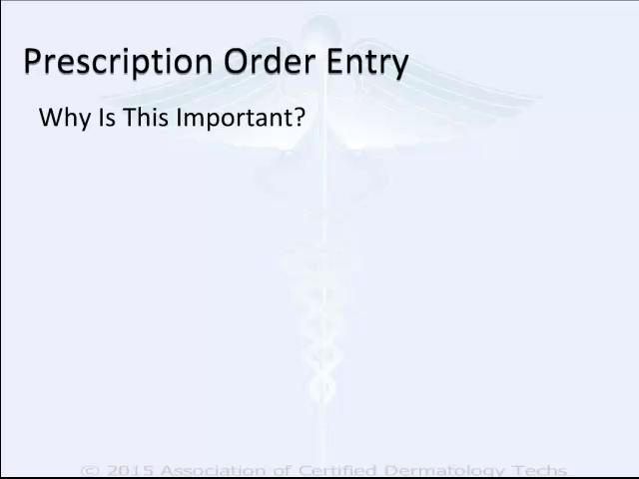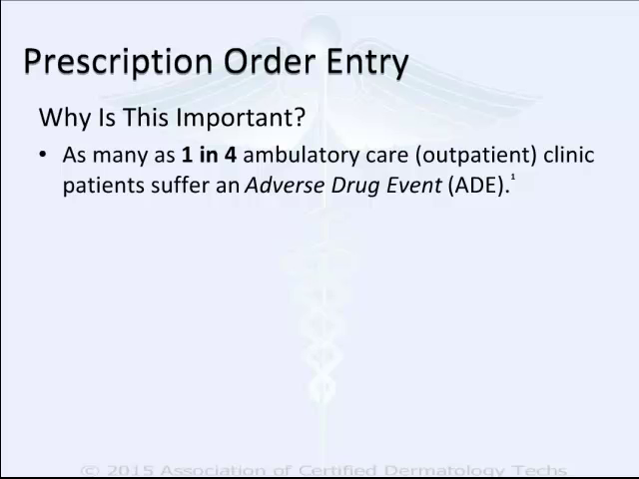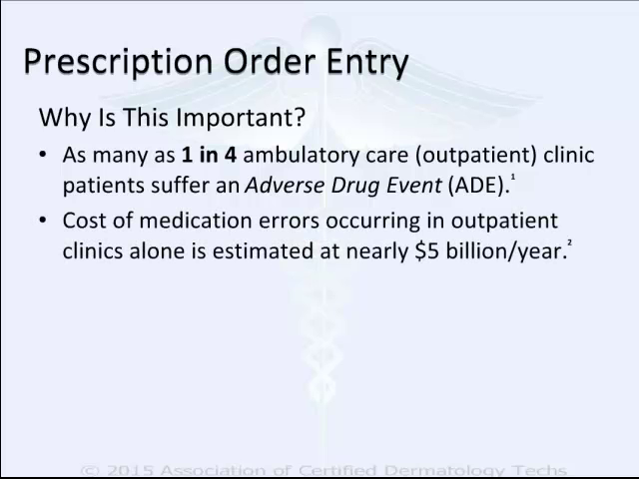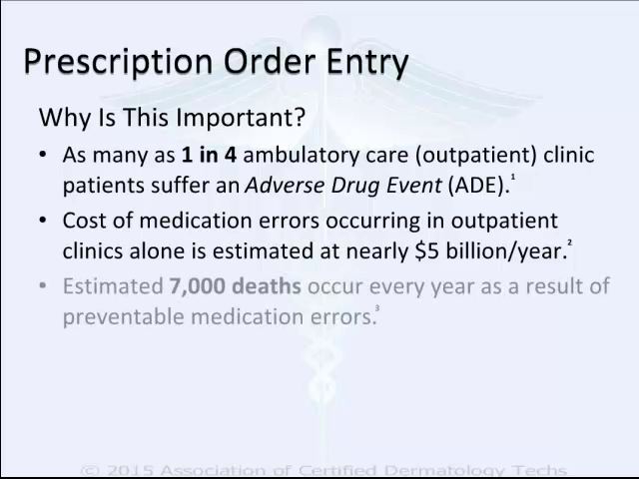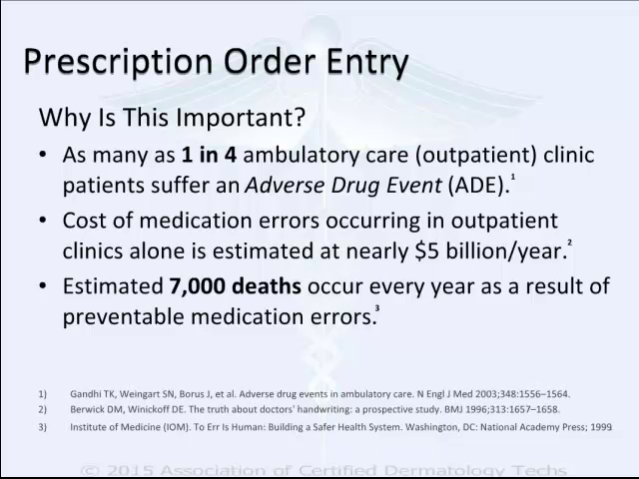First, while not every outcome is avoidable, as many as 1 in 4 ambulatory care patients experience a so-called adverse drug event. The cost of medication errors for outpatient clinics alone is estimated at nearly $5 billion per year, and it's estimated that approximately 7,000 deaths occur annually as a result of preventable medication errors. So let's talk about the factors that must be considered with every prescription, and also explore some of the safety features provided by modern electronic medical records.